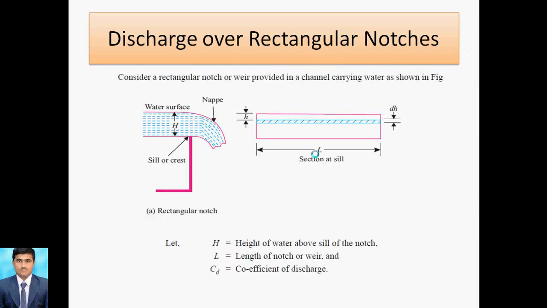First of all, we consider this rectangular notch. There is a rectangular shape provided on the notch side, and here is the water surface, so the water flows from this water channel through this rectangular slot we provided. This plate is made from metal. This head is called capital H, then small h.